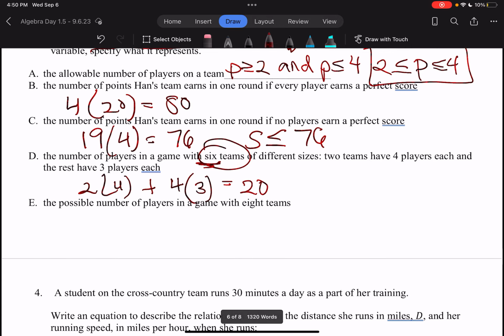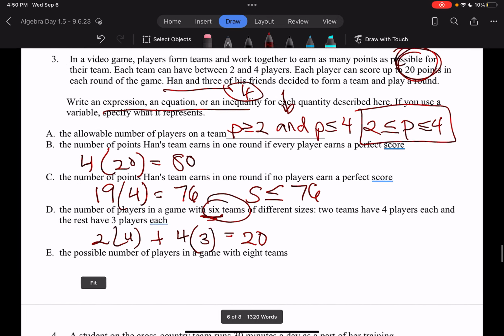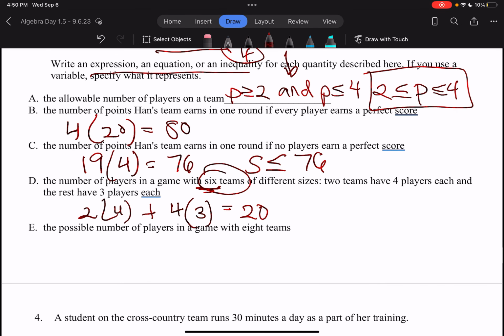So if we have 8 teams and they each have the maximum number of players, which is 4, they could have as many as 32, right? Could be as many as that. But it could also be less than that. And if 8 teams only had 2 people in it, that would be 16. So the possible number of players are less than or equal to 32 and greater than or equal to 16.